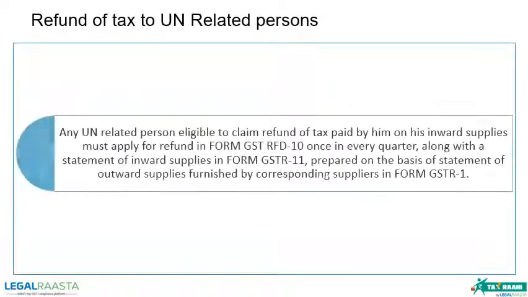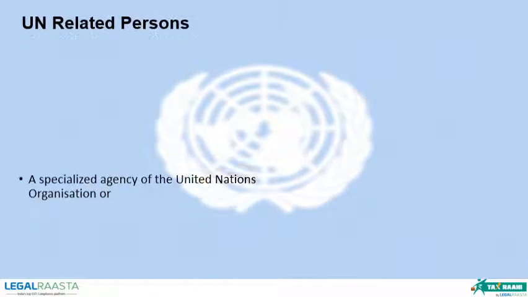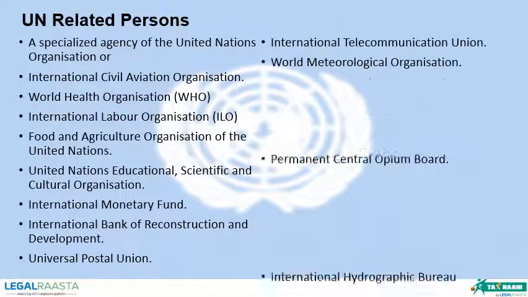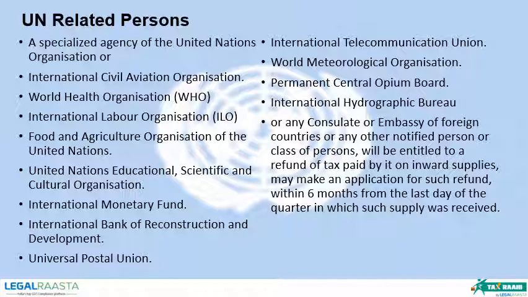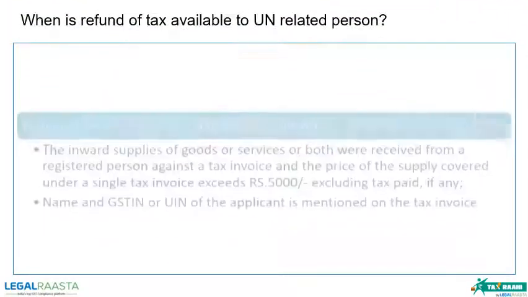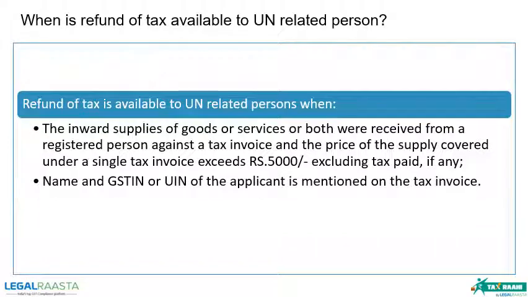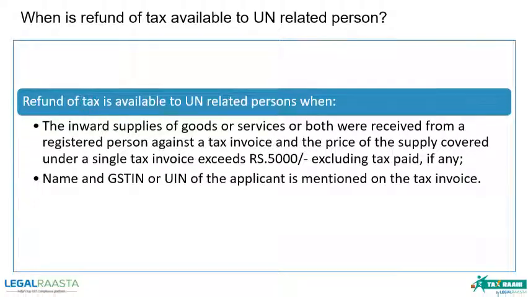Any UN-related person eligible to claim refund of tax paid by him must apply in GST Refund Form 10 once in every quarter along with a statement of inward supplies in GSTR Form 11. There are several types of UN-related persons like World Health Organization, Universal Postal Union, international labor organizations, etc. The refund of tax is available to a UN-related person when the inward supply is received from a registered person against a tax invoice and price exceeds Rs 5,000, excluding tax paid.